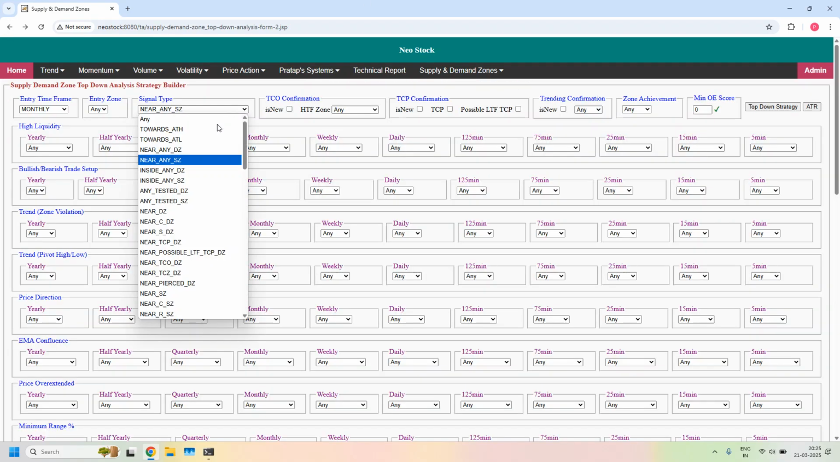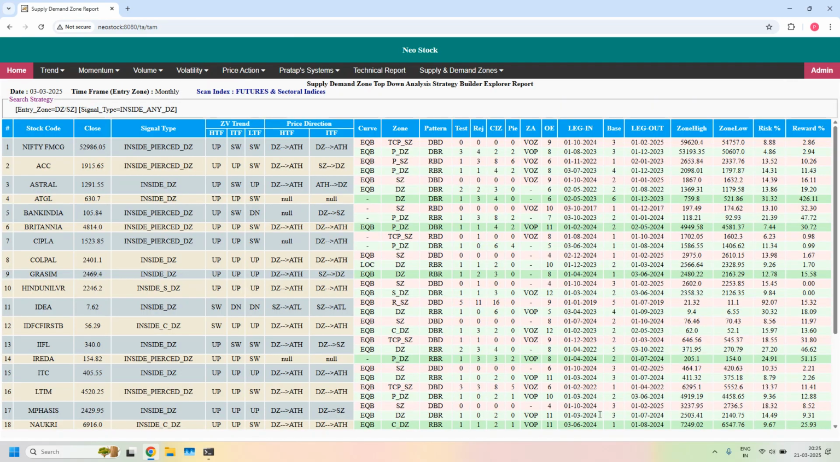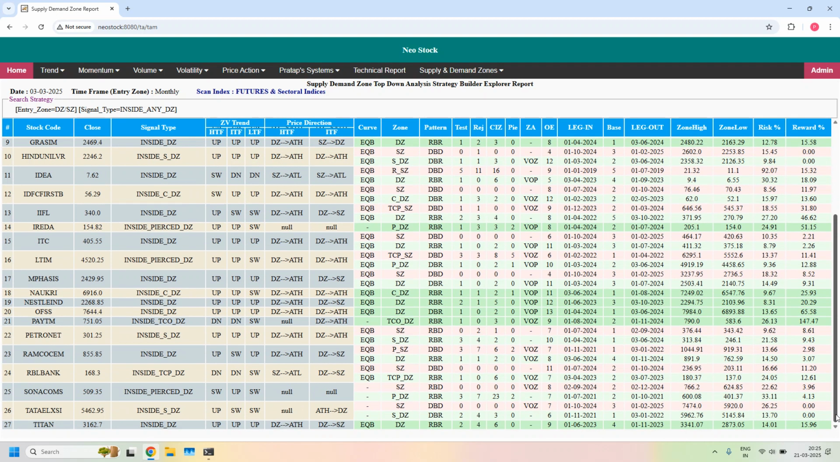Next, price closed inside the monthly demand zone. First 18 stocks in the list. Scrolling the list down. Total 27 stocks are filtered. We can further filter this list based on monthly demand zones are having monthly EMA confluence.